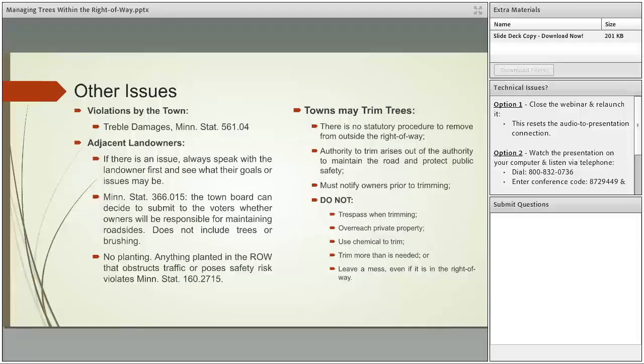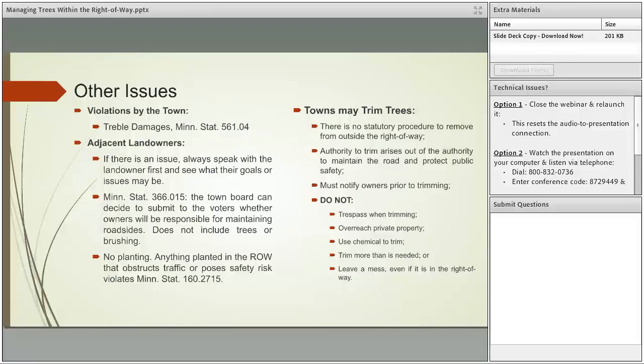And if the issue persists, then you may contact them more seriously, such as sending a letter or asking the sheriff's department to come and assist the town in enforcing that statute. The towns also have authority to trim trees. There's no statutory procedure on how to do so.